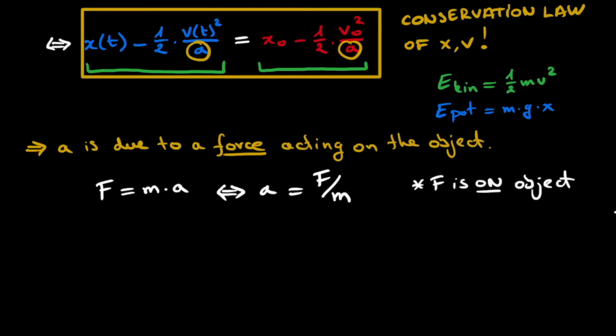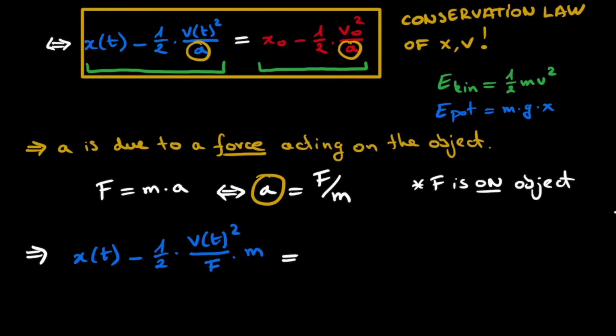And I want to stress here that the force is an external force acting on the object, which will be important later on. At this point, however, we found our expression for a. We can simply replace a by a force divided by the mass of the object. And if we do this, we of course get the following. We have x of t minus 1/2 multiplied by v of t squared divided by F multiplied by m. And this is of course equal to x0 minus 1/2 times v0 squared divided by F multiplied by m.